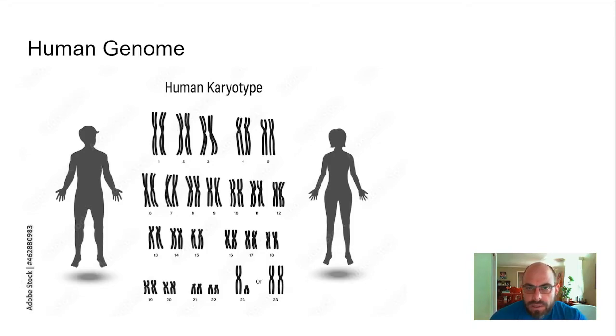And then one of those pairs, the 23rd pair, is going to be a sex chromosome, either XX in females or XY in males, which we're going to talk about. Actually, we did talk about that with sex-linked traits already. So you can see the Y chromosome is a lot smaller than the X chromosome. And the X chromosome is necessary for life. The Y chromosome is not necessary for life.